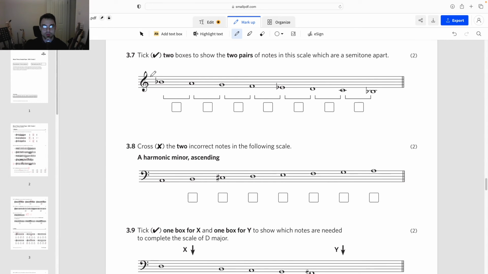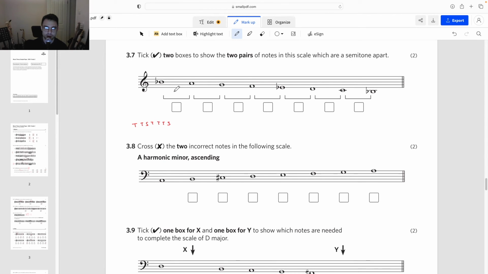3.7. Tick 2 boxes to show the 2 pairs of notes in this scale which are a semitone apart. So there is a trick that we can use to remember which ones are semitones if it's a major scale. And a major scale's pattern is tone, tone, semitone, tone, tone, tone, semitone. So this is a descending major scale. So it would be the opposite way.